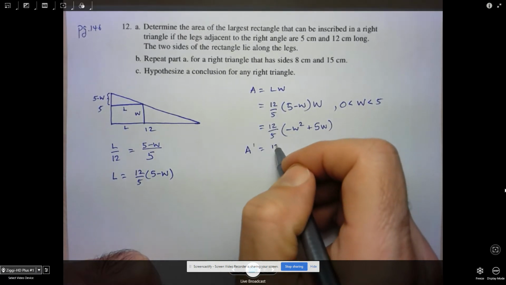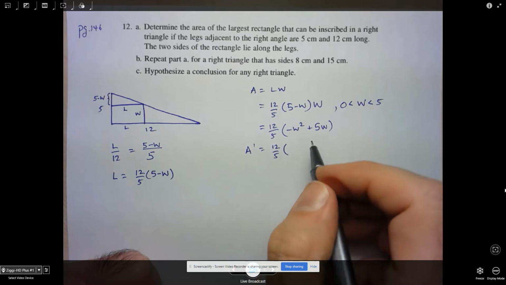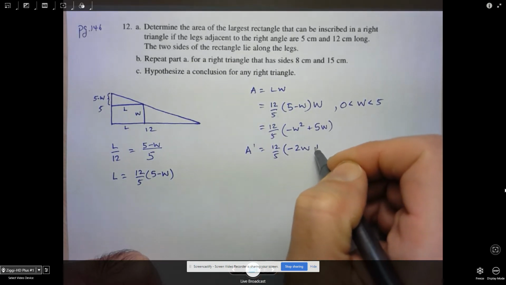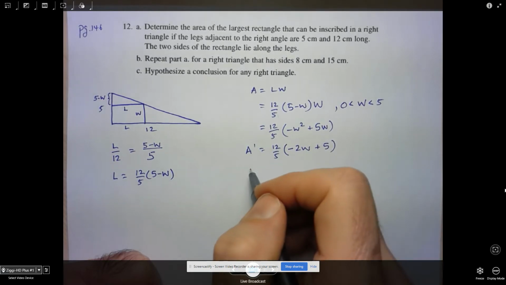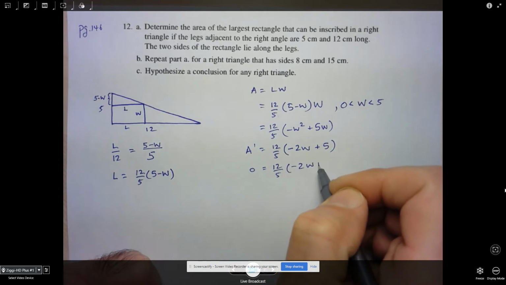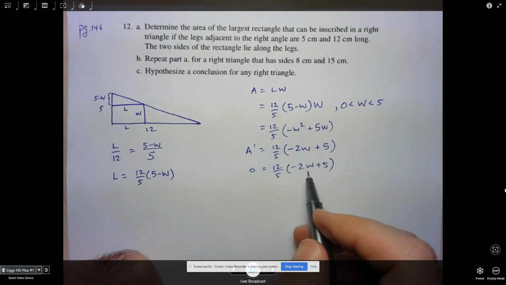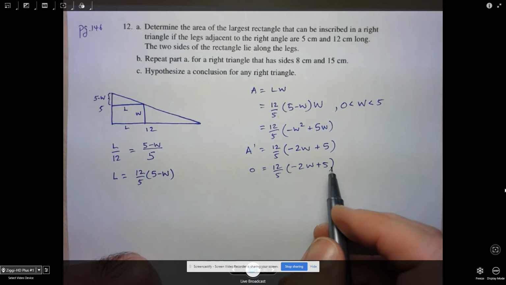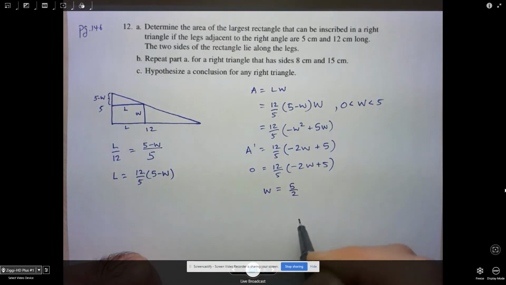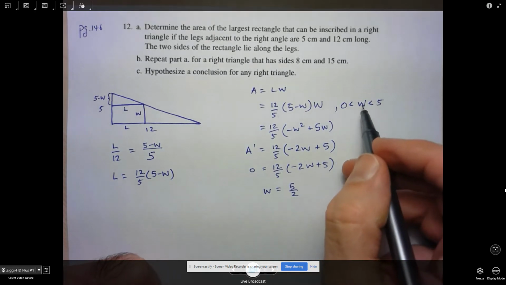12 over 5 is just a constant. Don't need to worry about that. So 12 over 5 times the derivative of this expression. So negative 2W plus 5. And of course, we're going to make that equal to 0, and solve for when this value is 0. So that's going to be W equals 5 over 2, which lies in my interval.